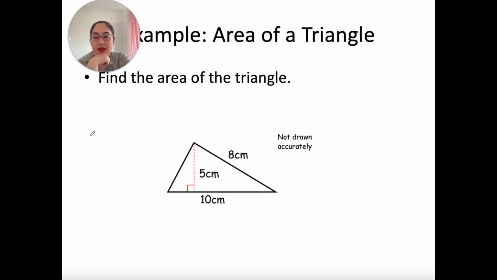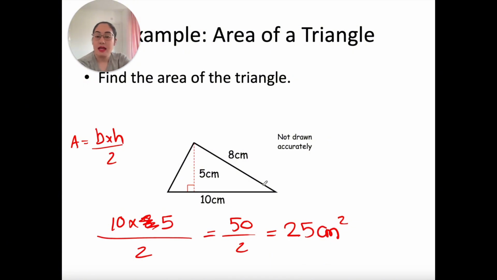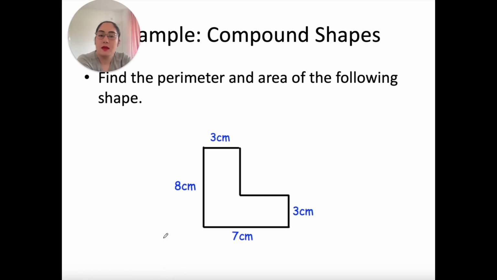Next question says, find the area of the triangle. So remember, the area of a triangle is base times height divided by 2. So our base is 10, times by 8. That's the first mistake there, right? That is the length, but not the height. So it's multiplied by 5 and then divided by 2. So 10 times 5 is 50. Divide that by 2 and we get 25 centimeter squared. So be very careful with triangles. We are always going to take the height and not these two sides.